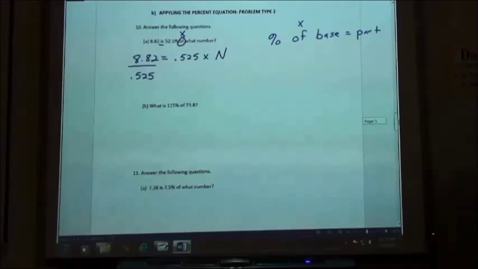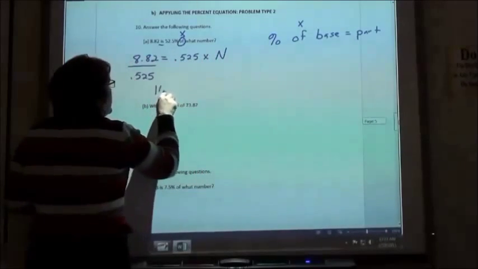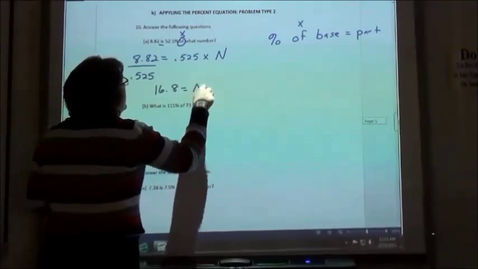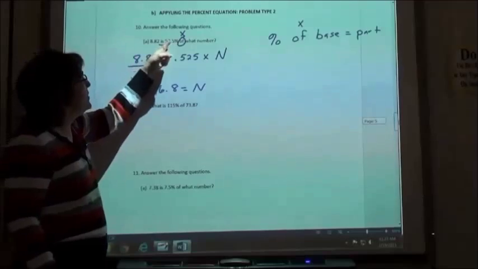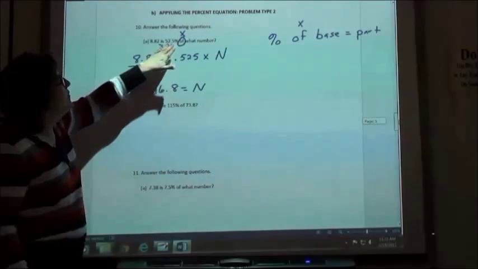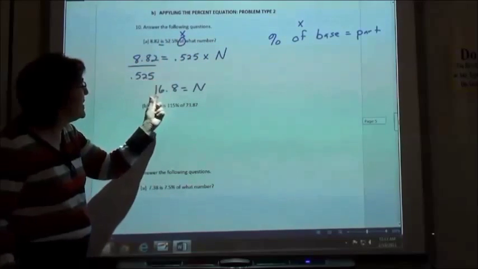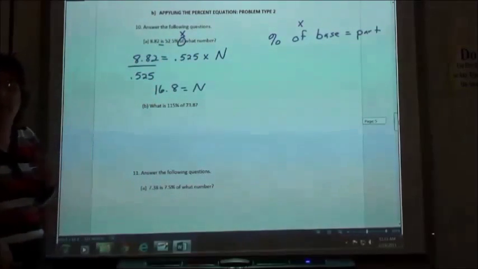So if I have 8.82 divided by 0.525, I get 16.8. So 52.5% of 16.8 is 8.82. 52% is about 50%, so about half of 16 would be 8. Yep, that looks pretty good.